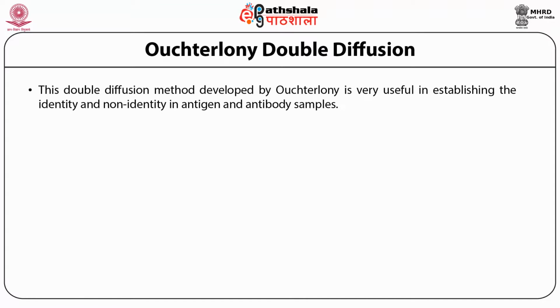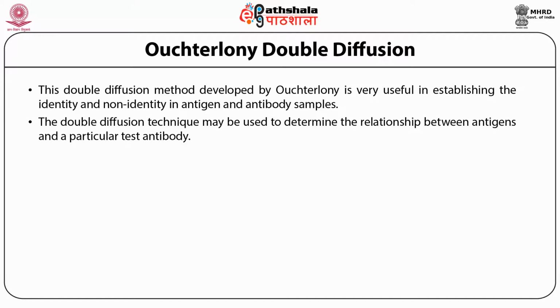The double diffusion method developed by Ouchterlony is very useful in establishing the identity and non-identity of antigen and antibody samples. This double diffusion technique may be used to determine the relationship between antigens and a particular test antibody. Three basic patterns which can emerge are shown here.